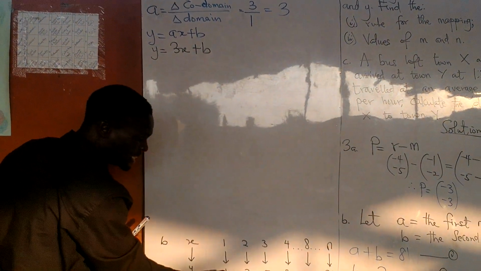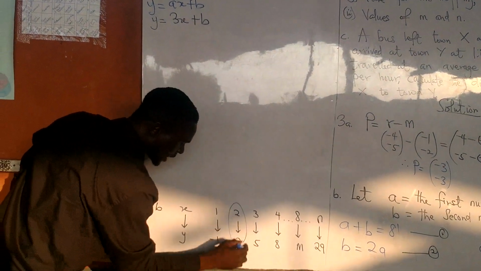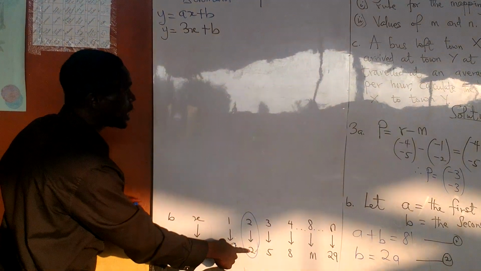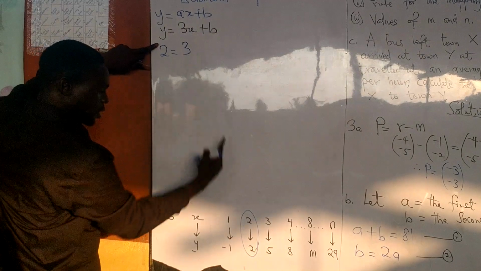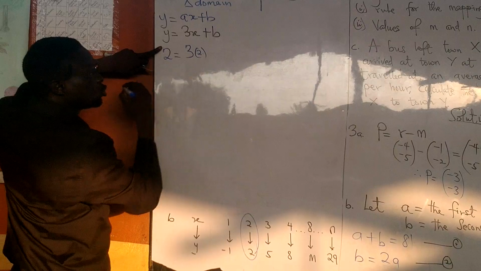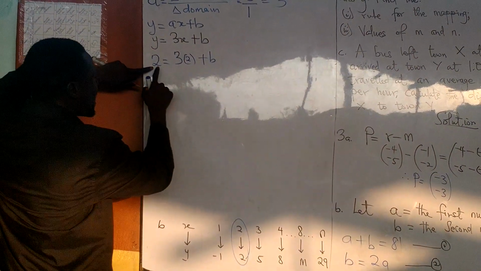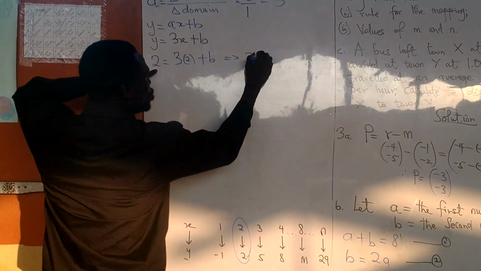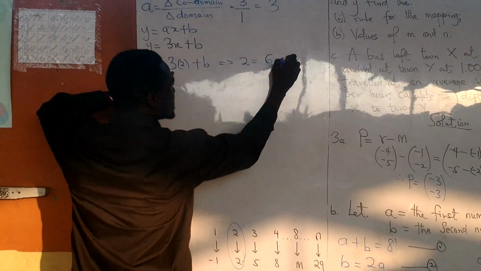So if I want to pick this 2, I'll pick the x there and its y. So in place of this y here, I'll place 2 and write 2 is equal to 3x. What is the x for this 2? It's also 2. So I'll put it here, 2, plus b. If I solve this, I am going to get 2 is equal to 3 times 2, which gives me 6 plus b.